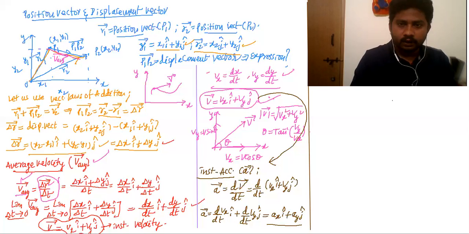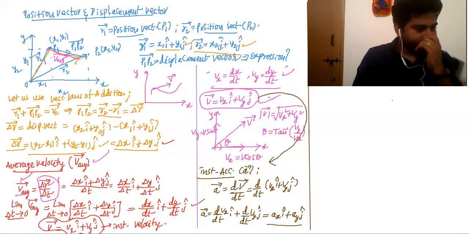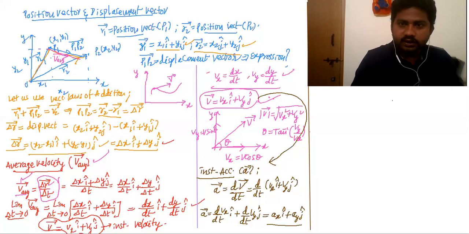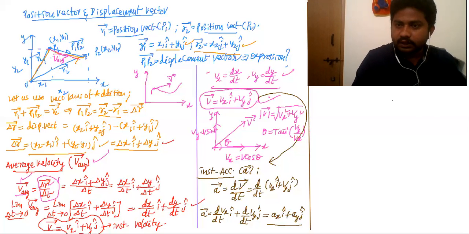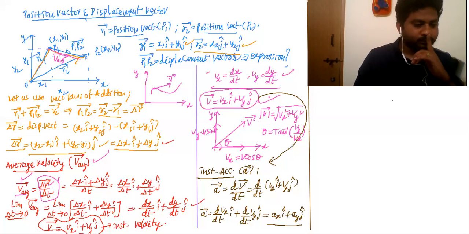Okay. Let's look at the question. Given the position of a particle, r bar is given as 4t² i cap plus 2t j cap. This is the position of the particle, in meters. Here t is time in seconds, no confusions.